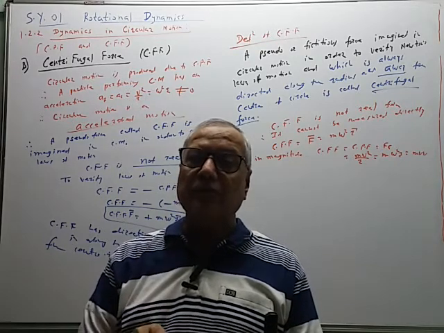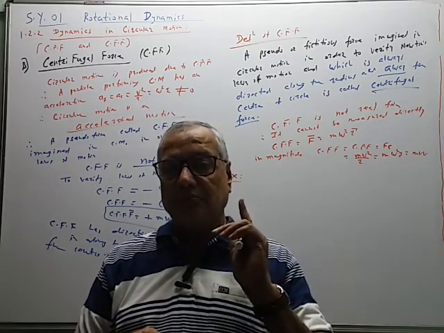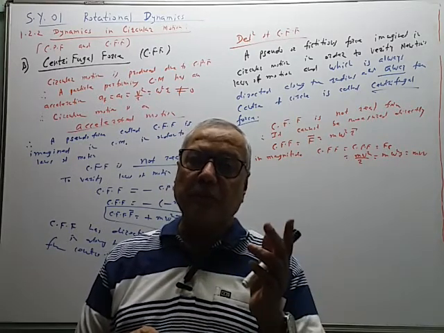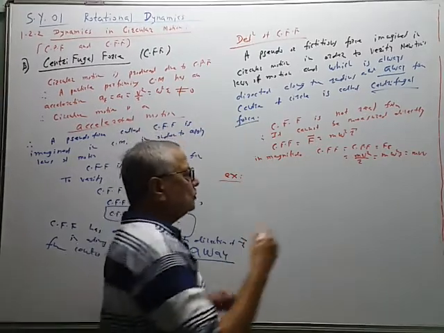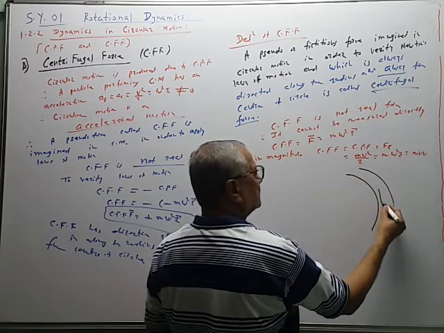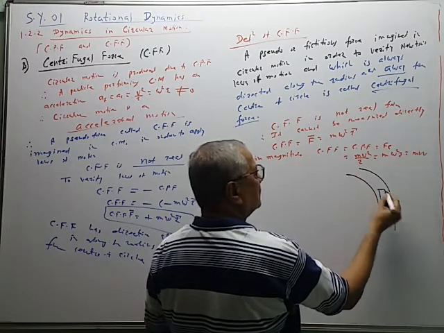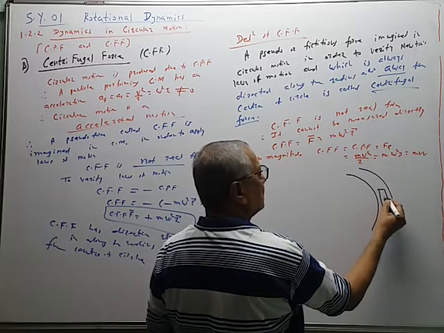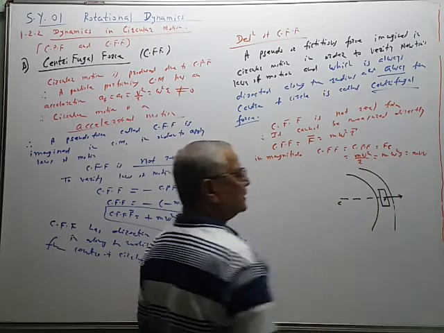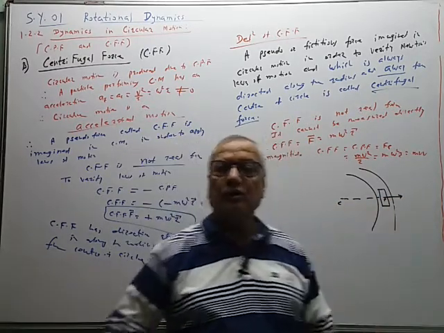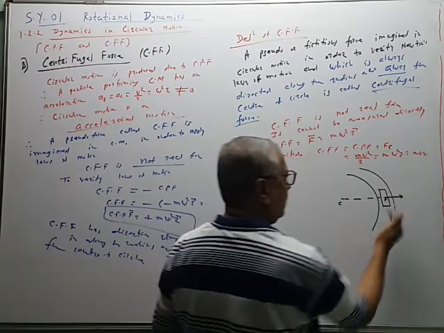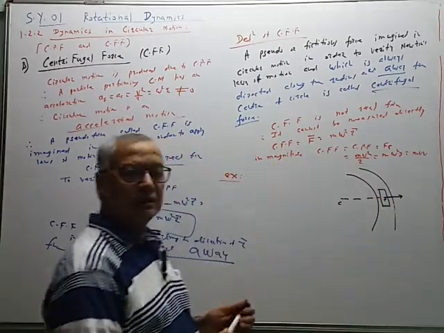So this example we have used for a bus accelerated or retarded on a straight road. The same example we can repeat for circular motion. If this is a curved road, like on a mountain pass, and this is the bus taking a turn, then the passenger P is thrown in the radially outward direction. If C is the center, the passengers are thrown radially outward. If the turn is to the left, passengers are thrown to the right.